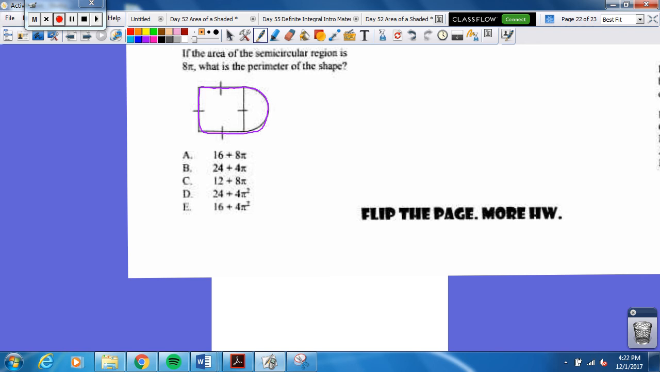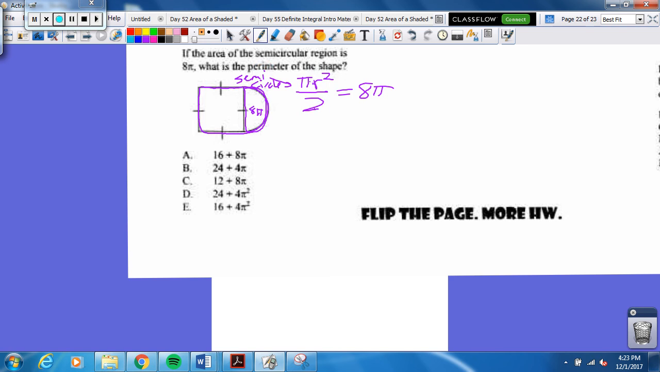Well, the perimeter of the semicircle, the area of the semicircle is 8 pi. So the area of a circle is pi r squared. A semicircle is half a circle, right? So cut it in half. So that's 8 pi, this is the semicircle area, because you have to take the area of a circle and divide it by 2. That's half a circle, a semicircle.